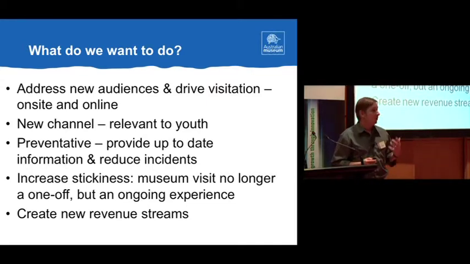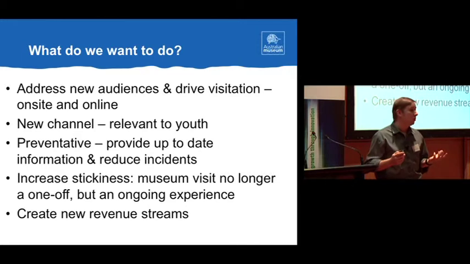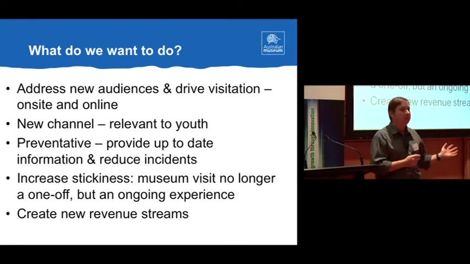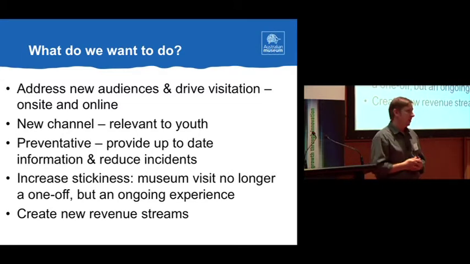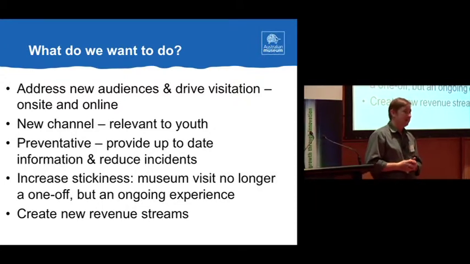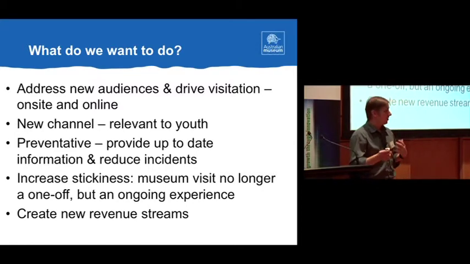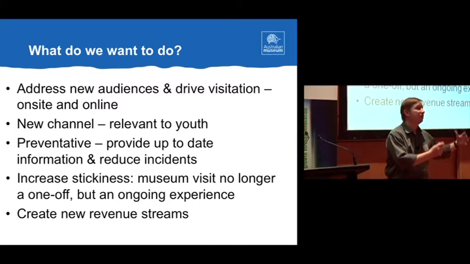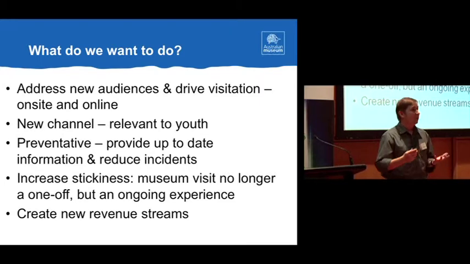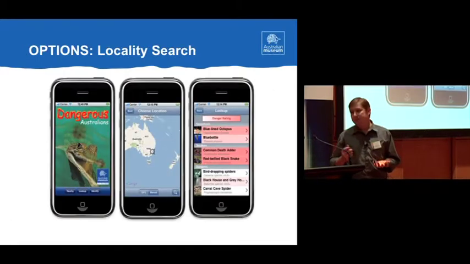And of course, in the development of apps, we also want to explore new revenue streams for the museum. At the moment, we have 350,000 people come through the door of the museum, and they pay an admission charge to get in. Each year, we have about 15 million people visit our website. At the moment, they don't pay anything for that. It would be great to explore ways in which some of the content, some of the material we develop for the web, can create a new revenue stream for us.